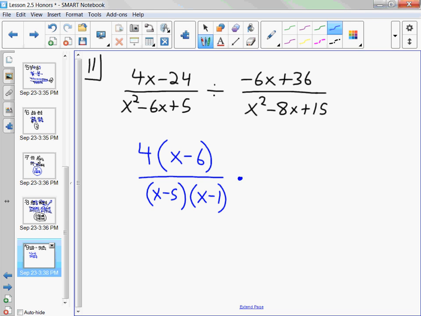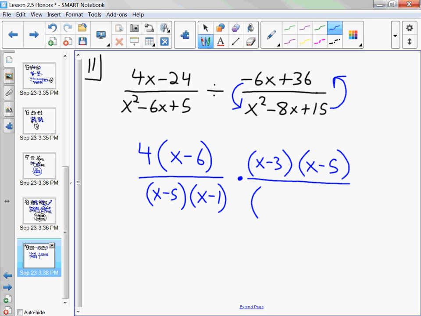I'm going to change this to times. And remember, I'm going to put that on the top and the top one on the bottom. And when I do that, that means I'm going to take this x squared minus 8x plus 15 and put those two factors on the top right here. I'm looking at x minus 3 times x minus 5, because I know that negative 3 times a negative 5 is a positive 15. Negative 3 plus a negative 5 is a negative 8. And then on the bottom, I put what's up on the top.